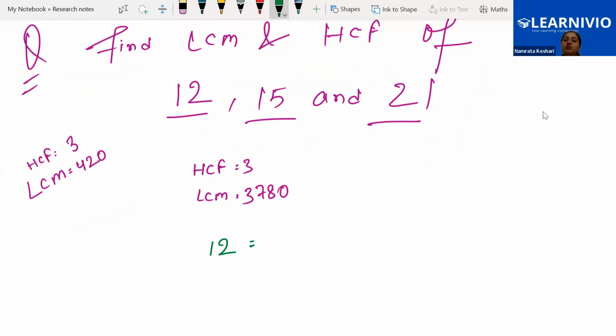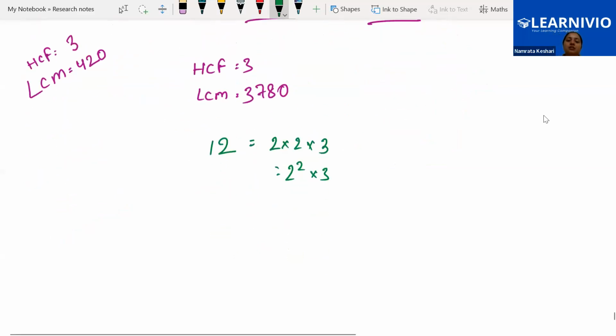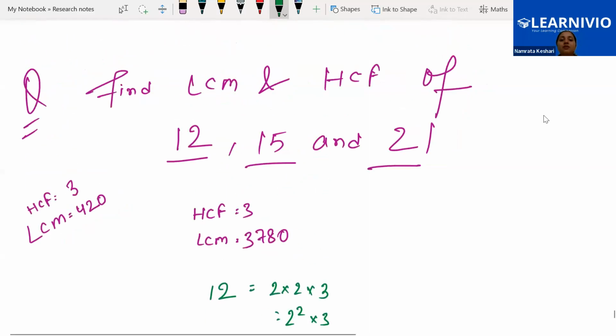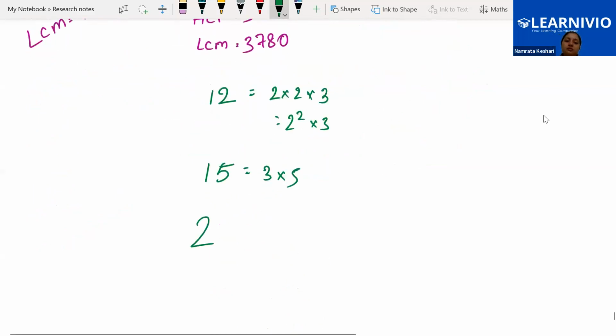12, if we do the prime factorization, we will be getting 2 into 2 into 3. That means 2 square into 3 we can write. Okay, 15, prime factorization, so you can see prime numbers I have used, 3 into 5. 21, 3 into 7.